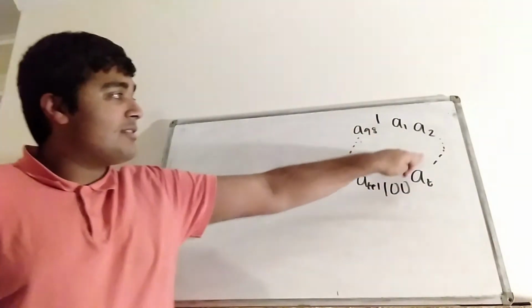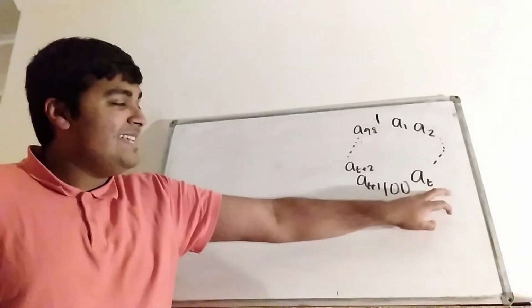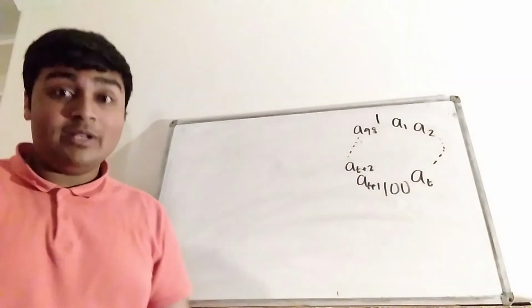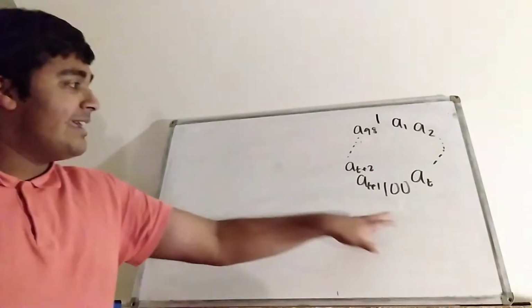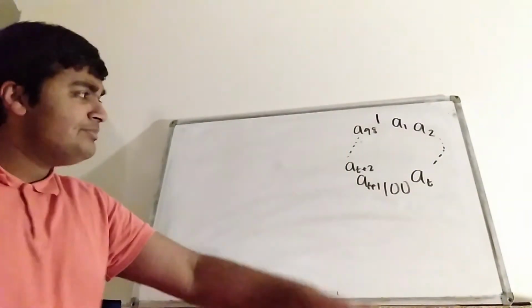I've written out the other 98 numbers generically as well, as A1, A2, all the way up to AT. So there are T numbers between 1 and 100. T could be 0, there could be no numbers between 1 and 100, they could be next to each other, but this is just the generic case. And then we've got the remaining 98 minus T numbers there.